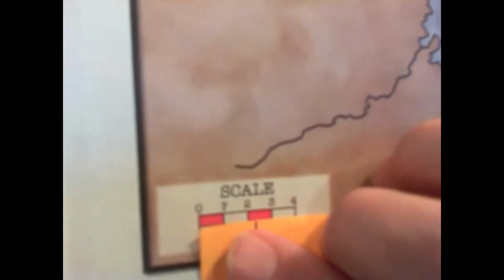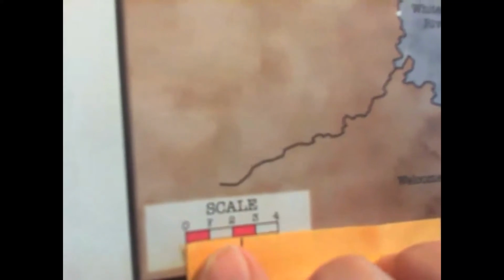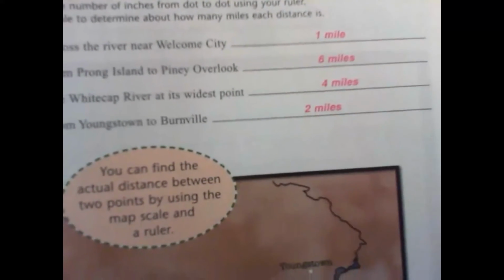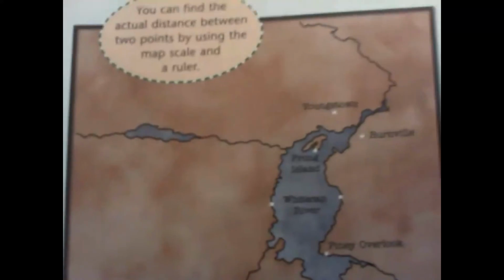My paper doesn't want to sit down, does it? Looks like it's a little bit more than 2. We're going to say it's closer to 2, right? Yeah, we're going to say it's 2 miles. So that's the answer on that one. See how we measured that using a piece of paper? Didn't even have to use a ruler, huh?